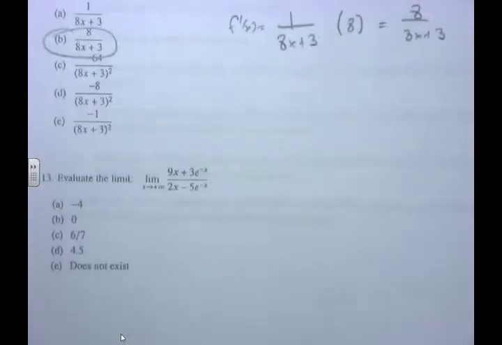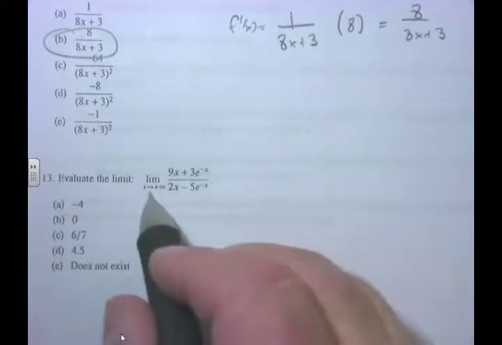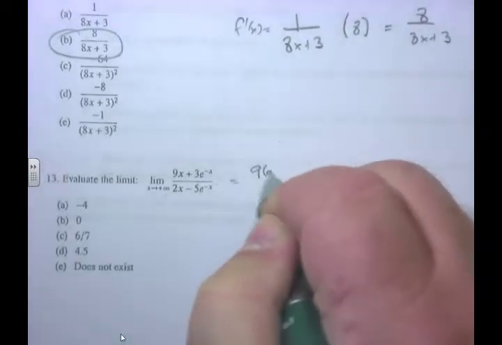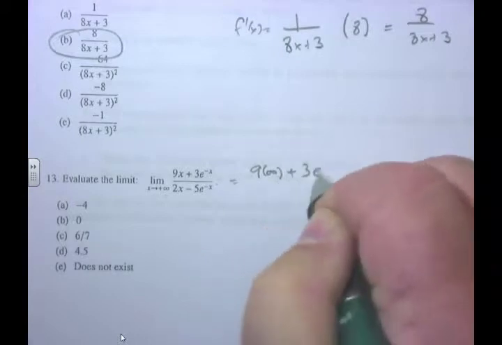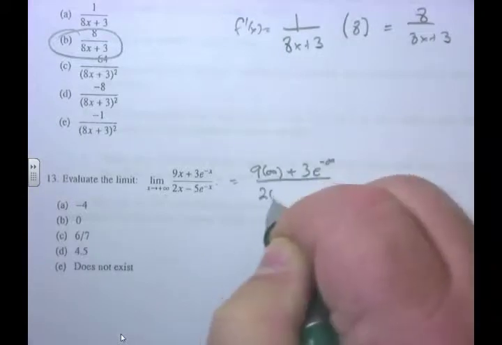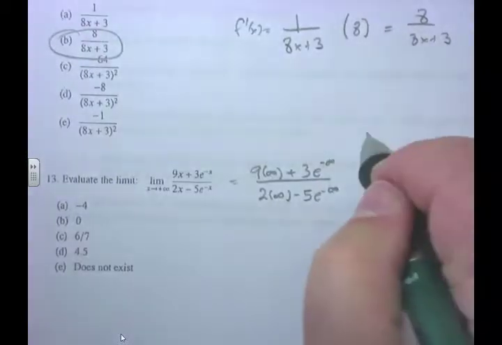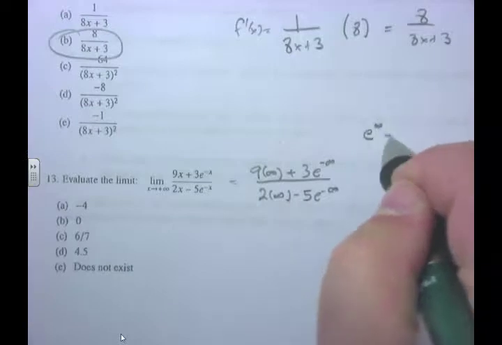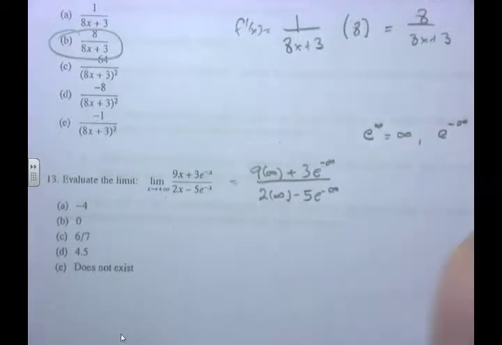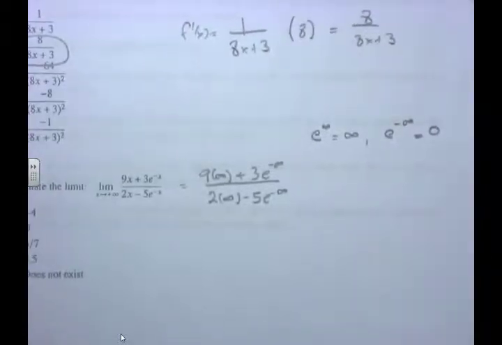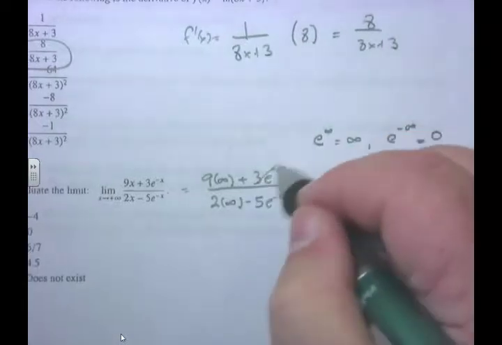Evaluate the limit. First rule of limits is plug in a number. Just to remind you, we're taking the limit this time as x approaches positive infinity. So if I plug in a number, that'll be 9 times infinity plus 3e to the negative infinity over 2 times infinity minus 5e to the negative infinity. What you've got to remember is e to the infinity is infinity. However, e to the negative infinity is equal to 0, because the negative exponent puts infinity on the bottom, making the term go to 0. So these are going to 0.